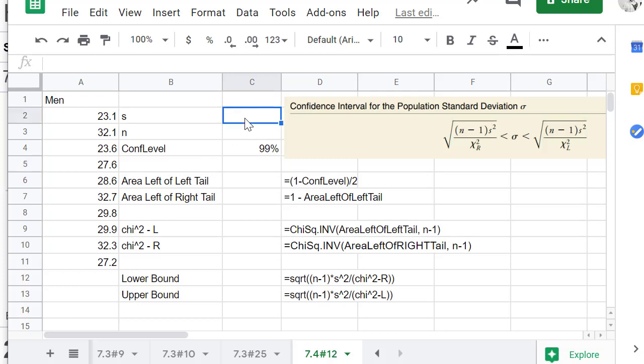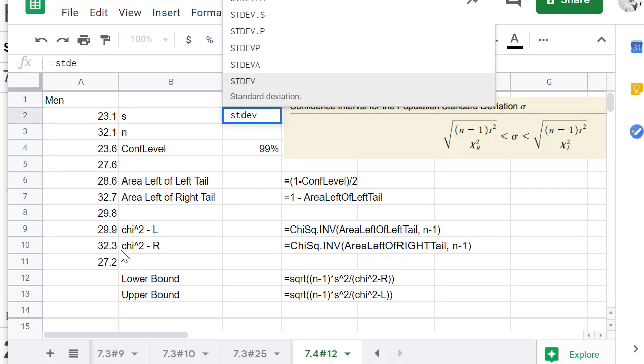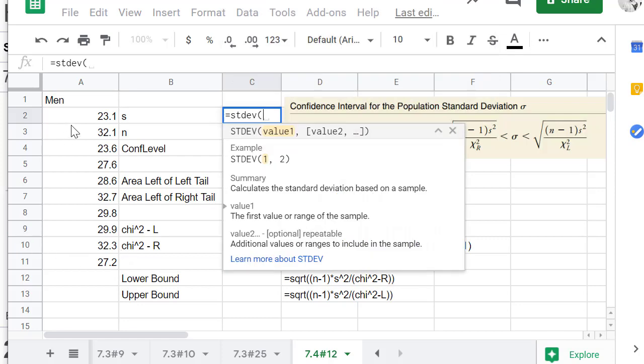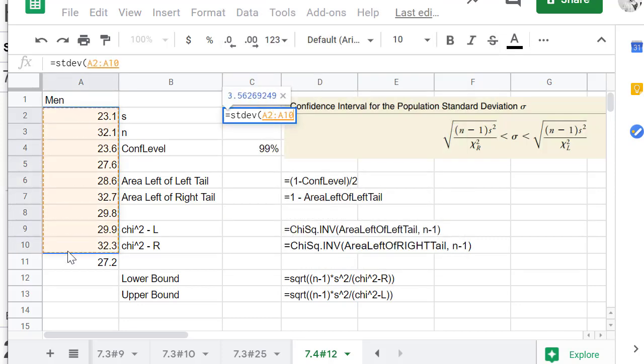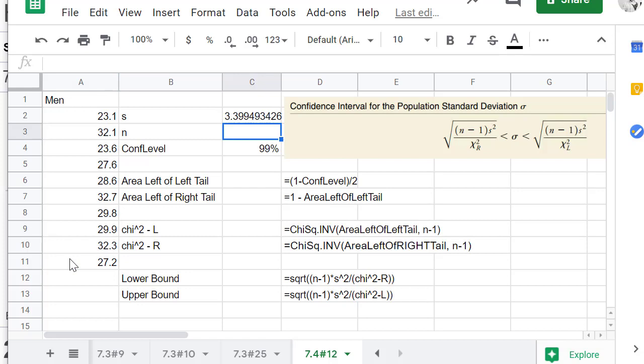Alright. Let's start with the standard deviation. That's pretty simple, STDEV, and we'll click and drag the data, and then the sample size is just going to be the number of numbers here, which is going to be 10.